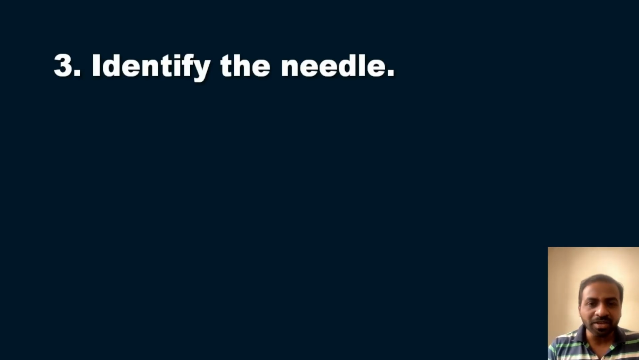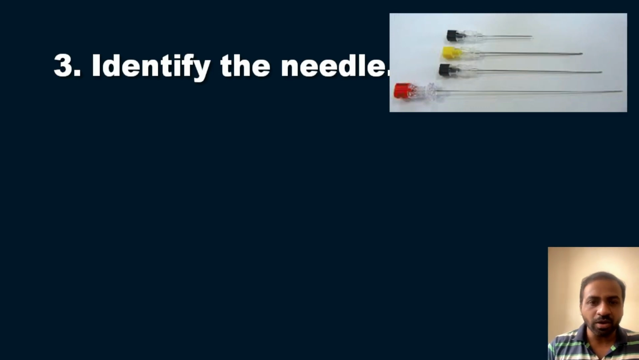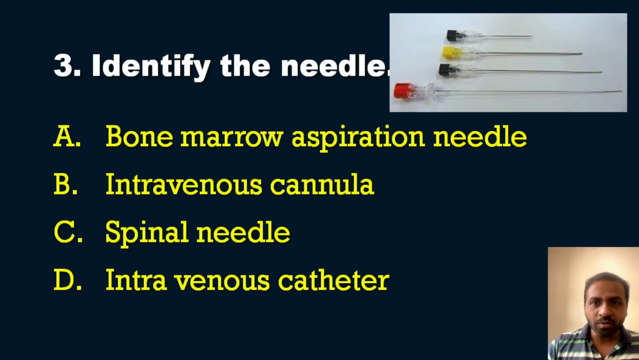So it is a picture based question. The question is, you have to identify the needle that you are seeing on the screen right now. What is this needle called? Okay, that is the question for you, and the options are: the first option is bone marrow aspiration needle, the second option is intravenous cannula, the third option is spinal needle, and the final option is intravenous catheter.